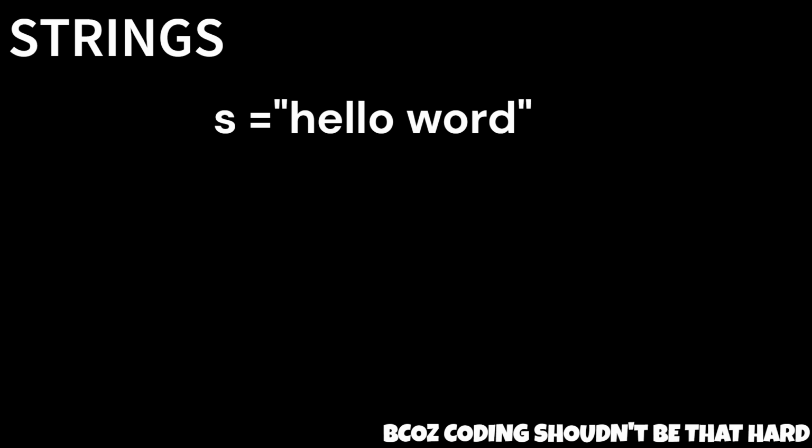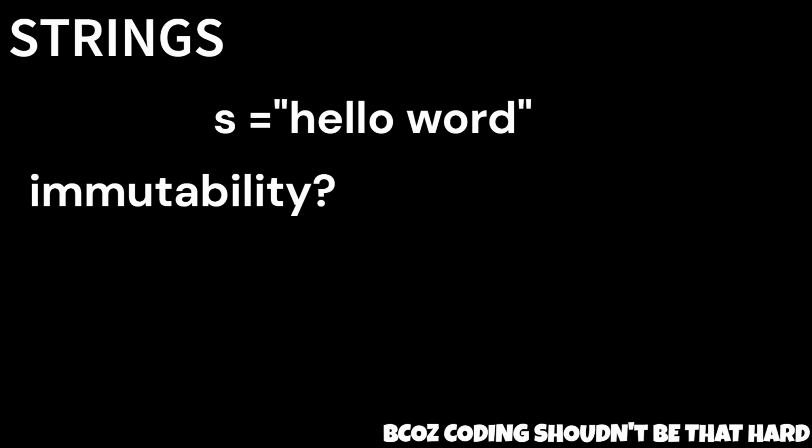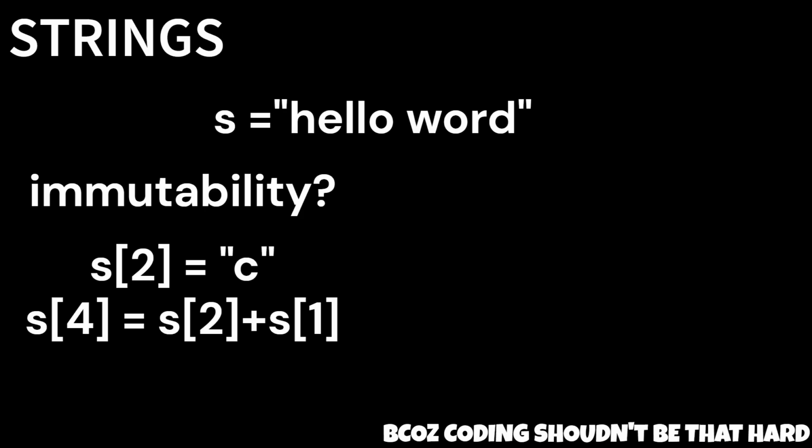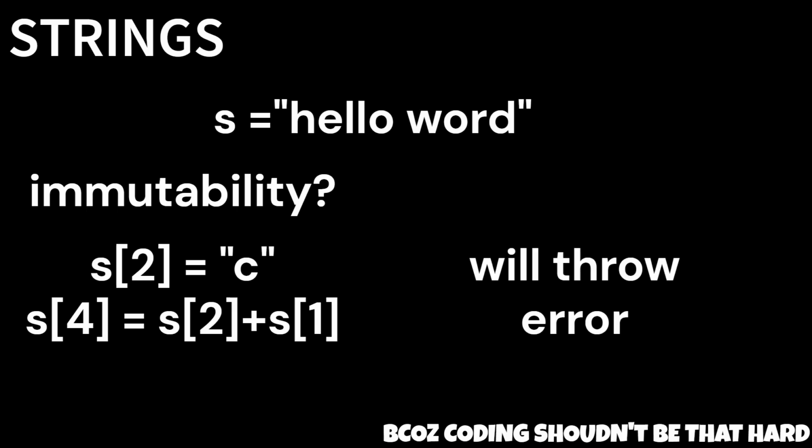Now comes the biggest thing that beginners don't know. In many languages, like Python, Java, or JavaScript, strings are immutable. Immutable means that you can read them, but you cannot change a character inside the same string. So if you want to change a string, you actually have to create a new one.